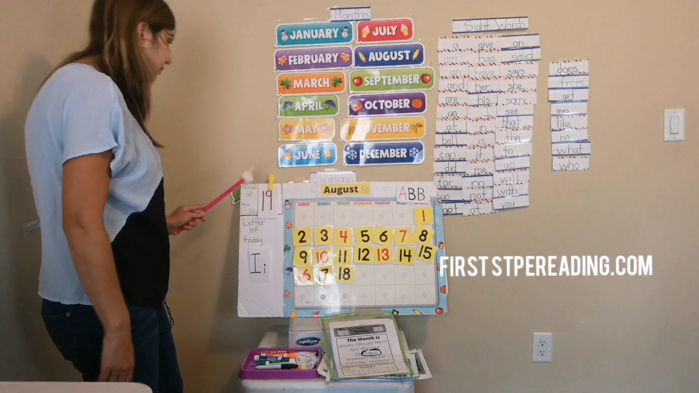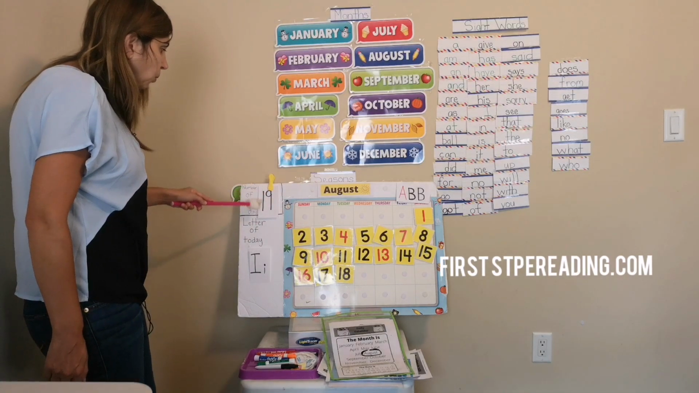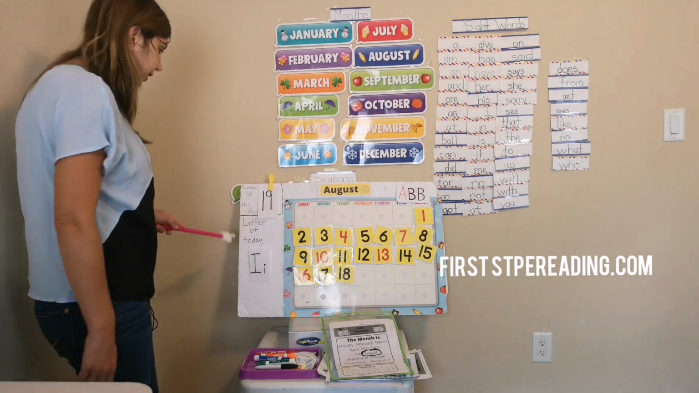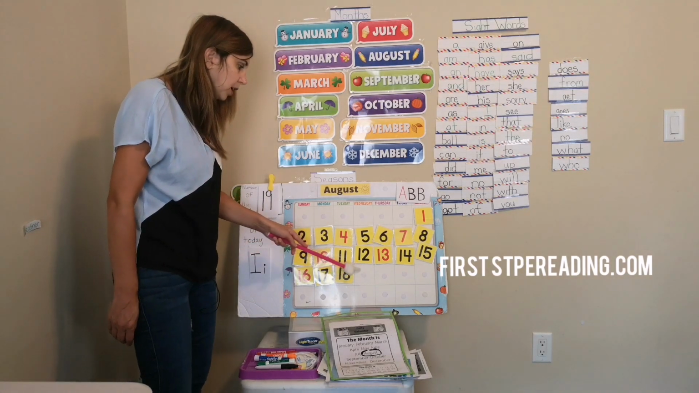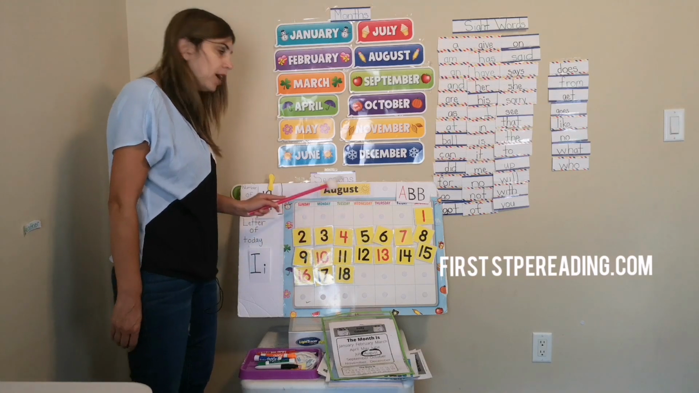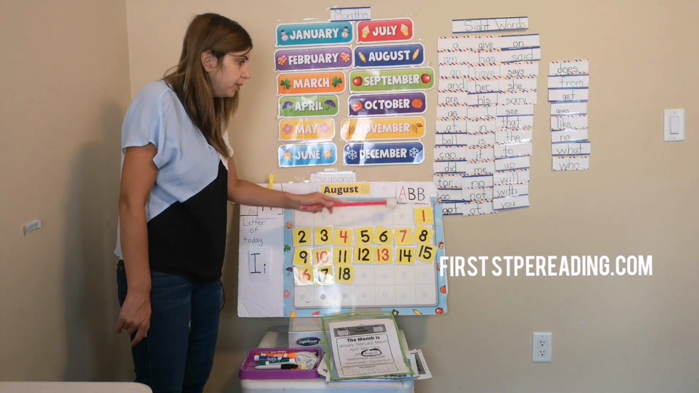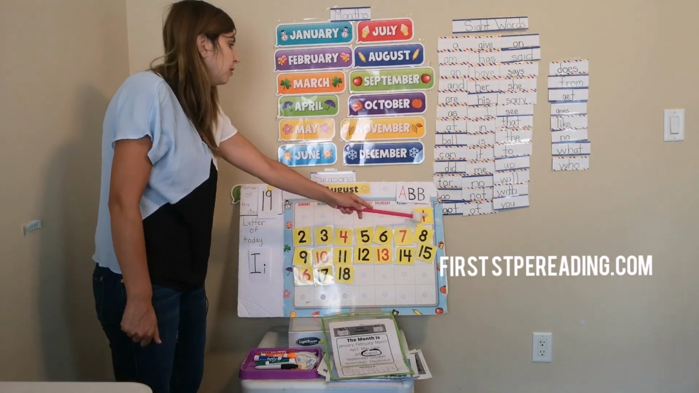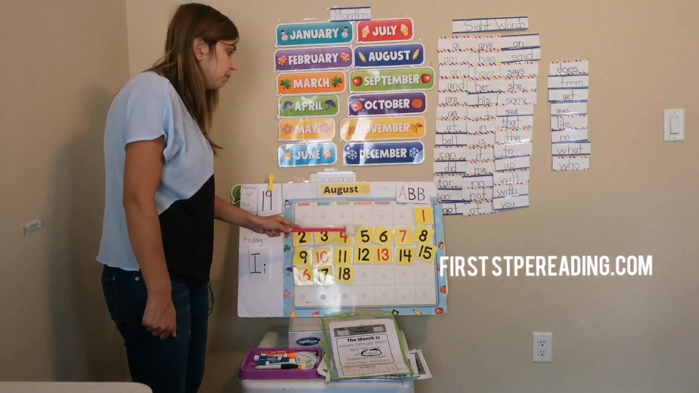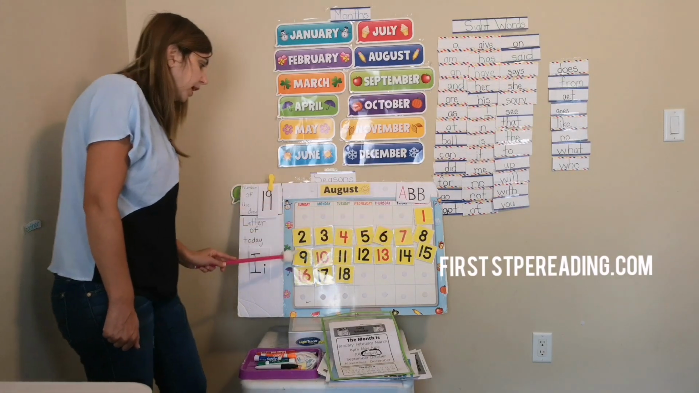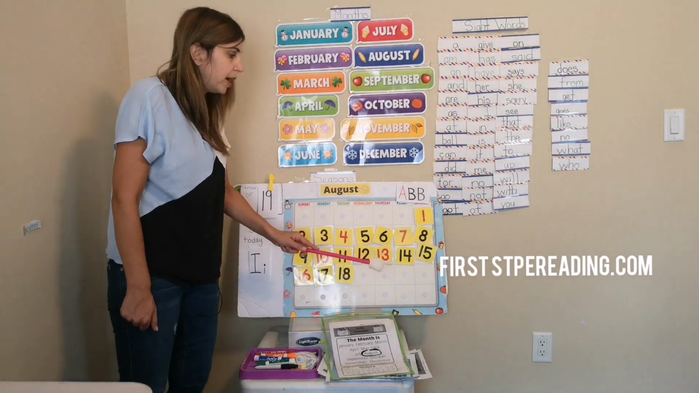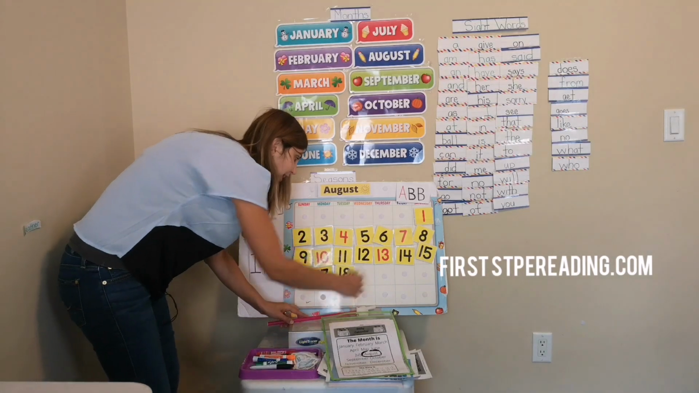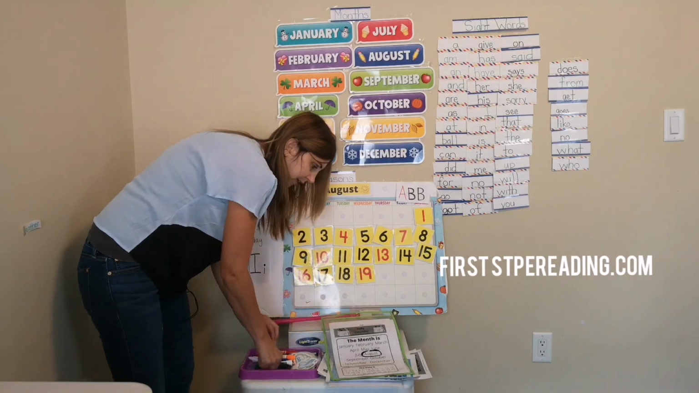19. 19 comes after 18. 19 is a 1 and then a 9. That's how you make a 19. But we don't know what color our 19 should be because we have an ABB pattern, red, black, black. So let's figure out what color our 19 should be. Red, black, black, red, black, black, red, black, black, red, black, black, red, black, black, red, black, black, red. Good job. We need a red 19.